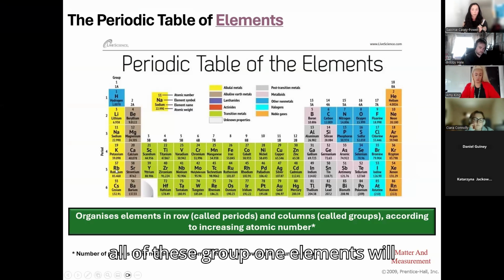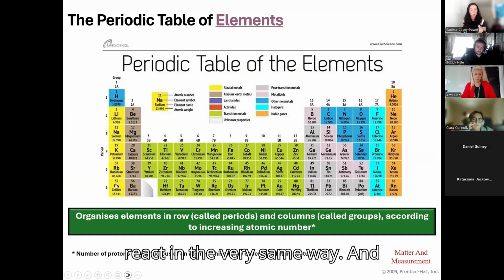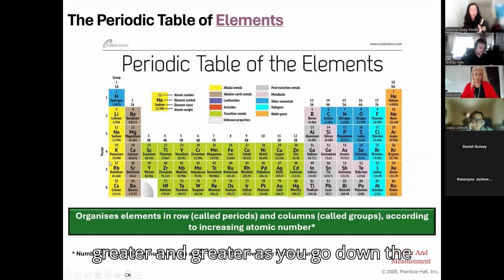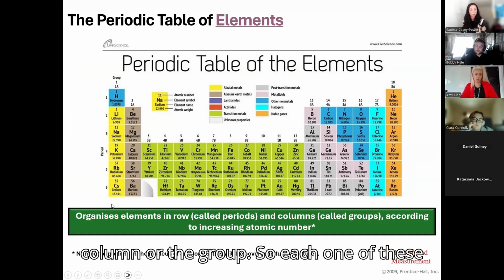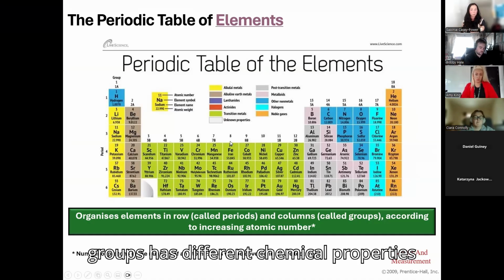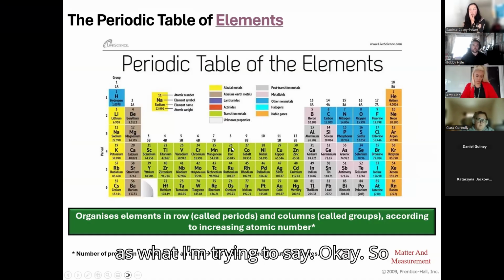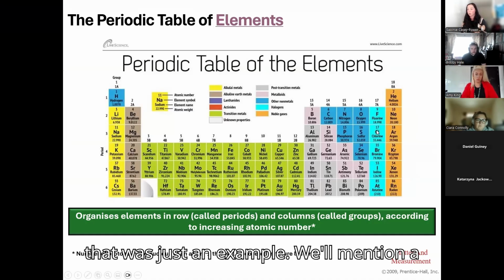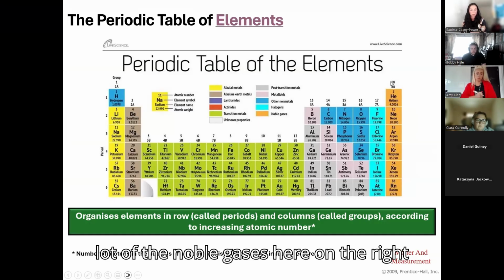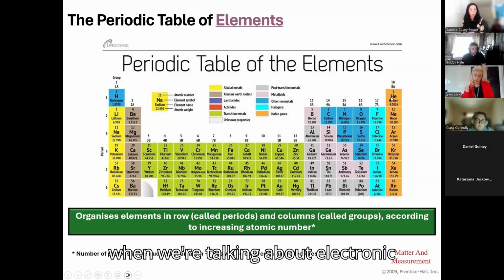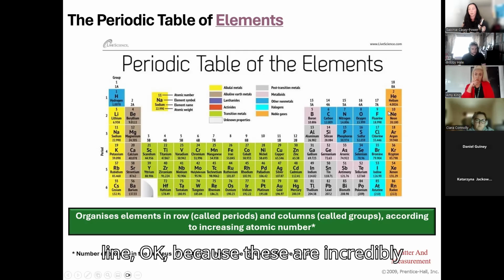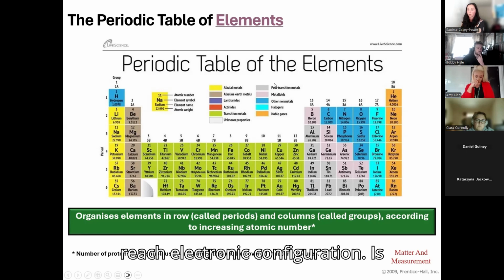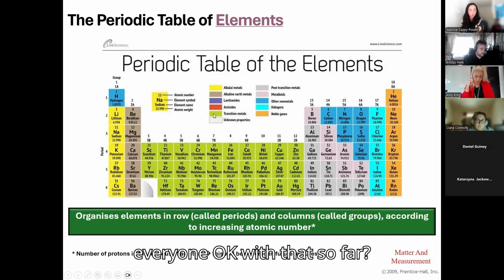All of these group 1 elements will react in the very same way. And actually the reactivity of them gets greater and greater as you go down the column or the group. So each one of these groups has different chemical properties is what I'm trying to say. Okay? So that was just an example. We'll mention a lot of the noble gases here on the right when we're talking about electronic configurations a little bit down the line, because these are incredibly stable. We'll go into that once we reach electronic configuration. Is everyone okay with that so far?